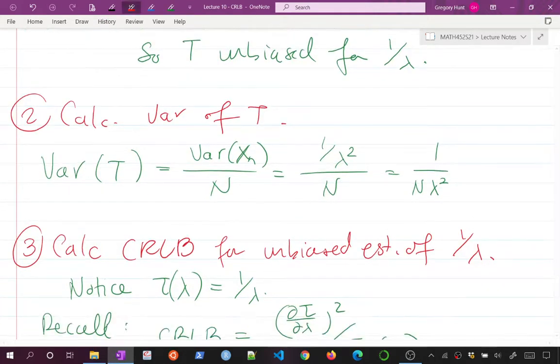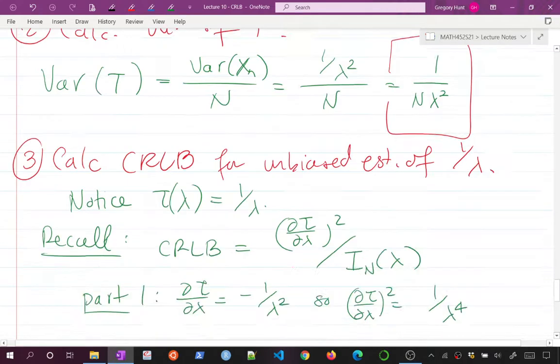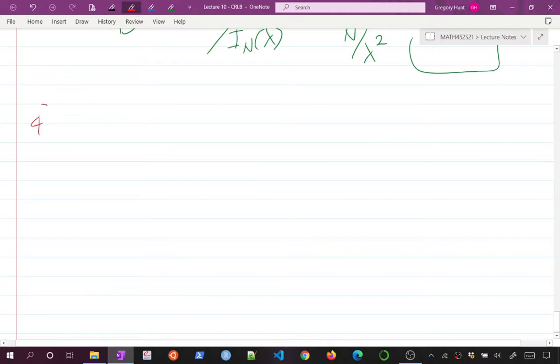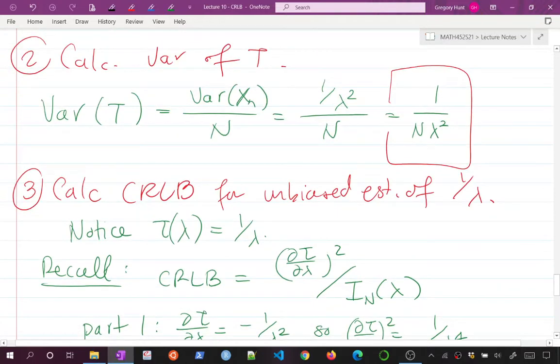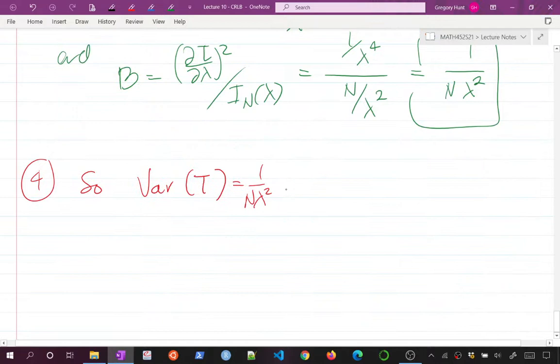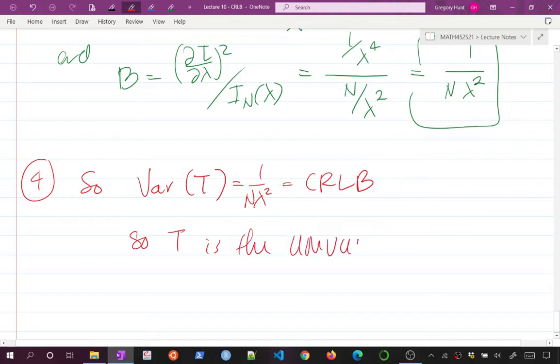And step 4 is to say the variance of T, which is my unbiased estimator, is 1 over n lambda squared, right? Yep, that's right. That is equal to the Cramer-Rao lower bound. So T is the UMVUE for 1 over lambda.